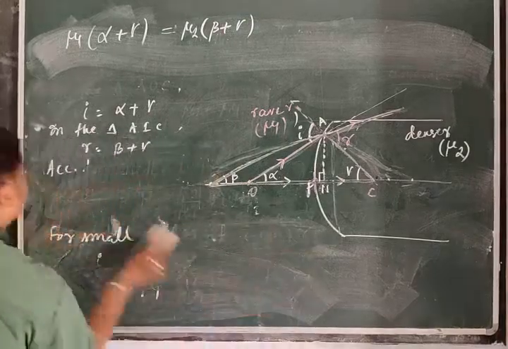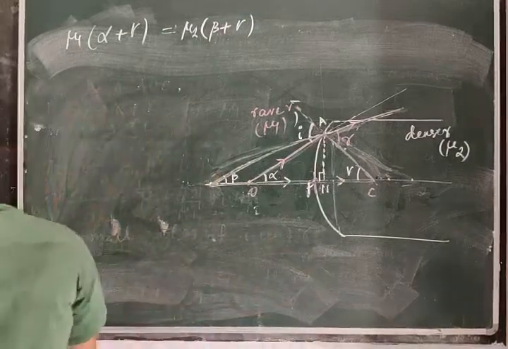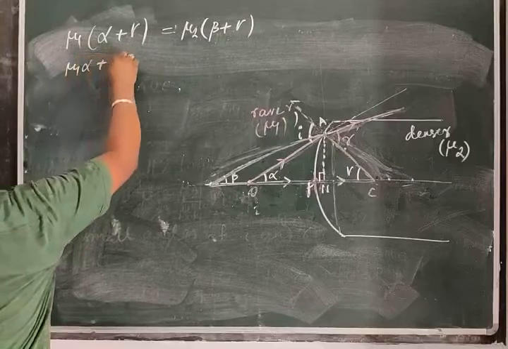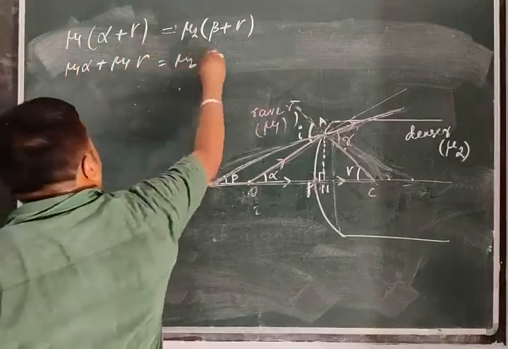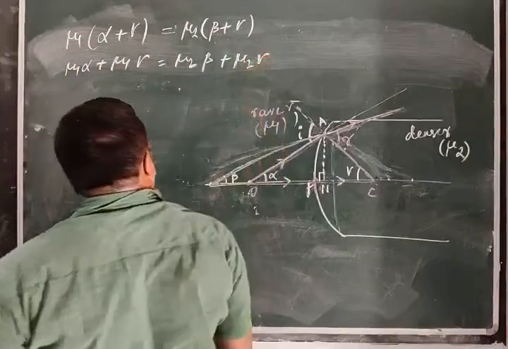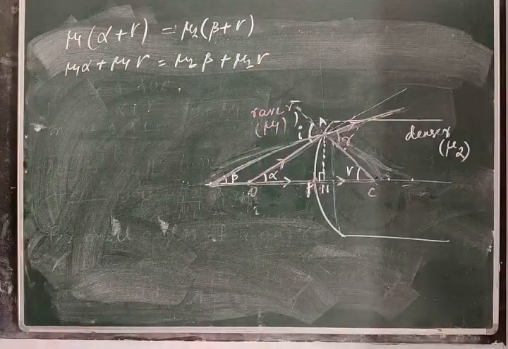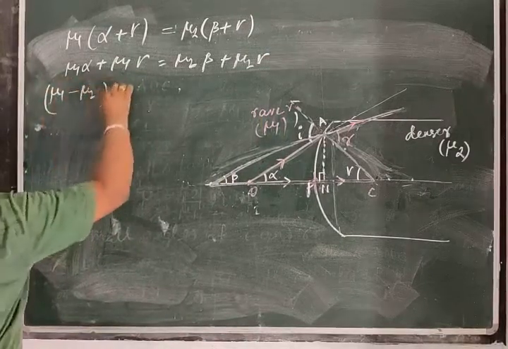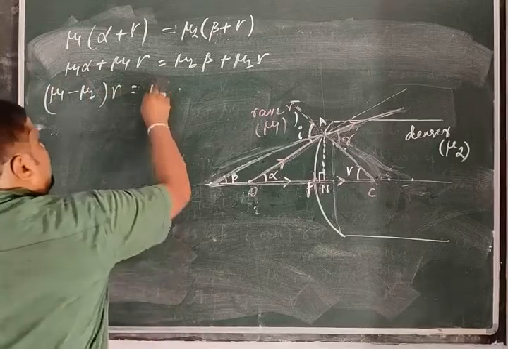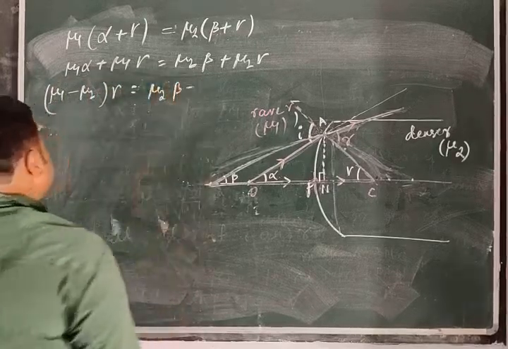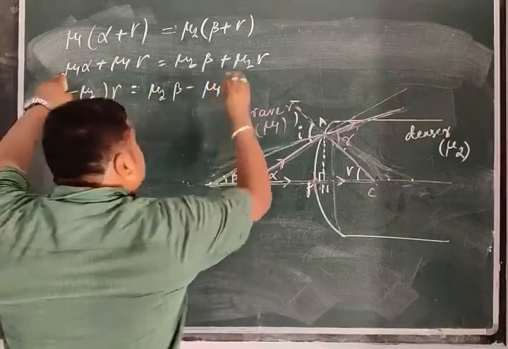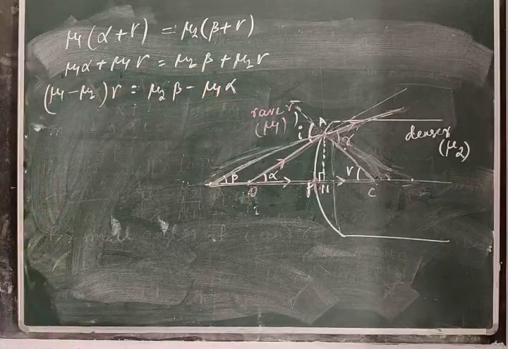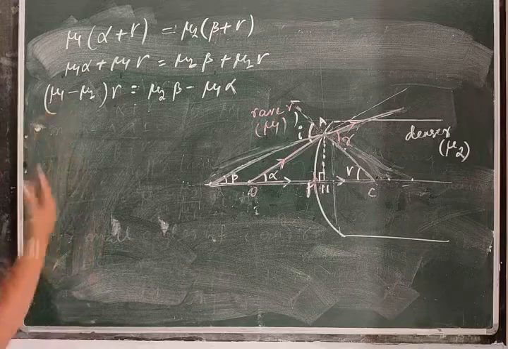Next part is what? Then we will go for rearrangement. Take the mu to one side, mu1 other side. mu1 alpha plus mu1 gamma is equal to mu2 beta plus mu2 gamma. Right? Take the gamma on one side. (mu1 minus mu2) into gamma is equal to mu2 beta minus mu1 alpha. Then go for the alpha, beta and gamma.